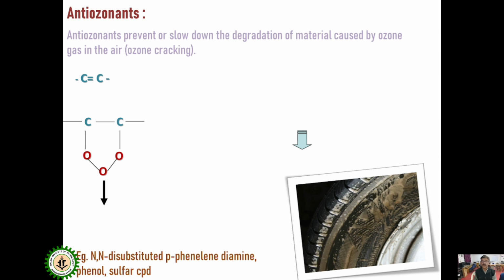Antioxidants prevent or slow down the degradation of material caused by ozone. This is actually ozonolysis. Ozonolysis is a process of degradation. So the antioxidants will function in this way so that they prevent the degradation due to ozonolysis.